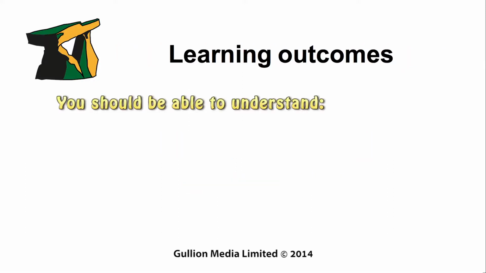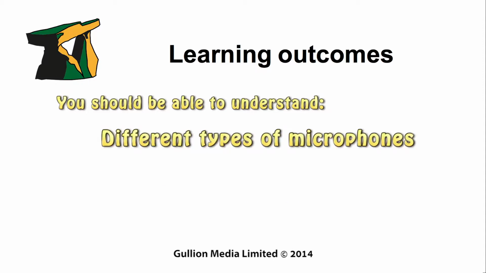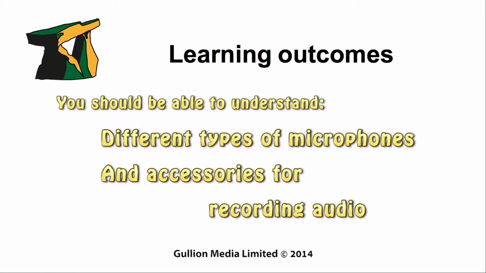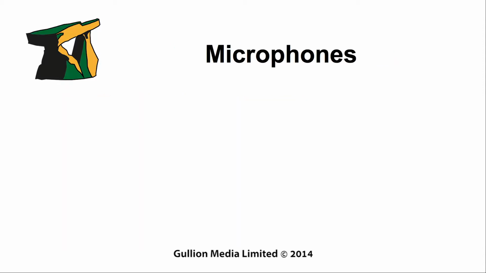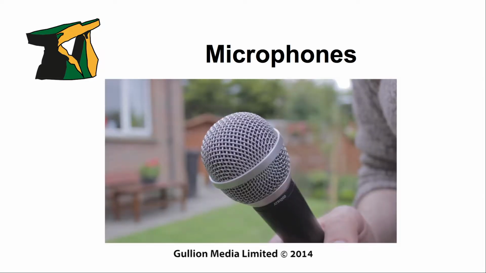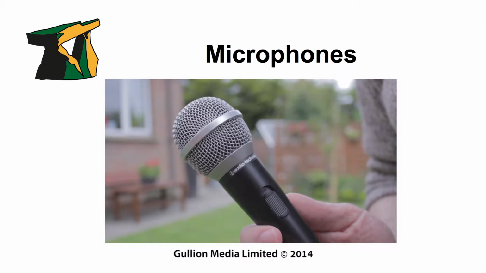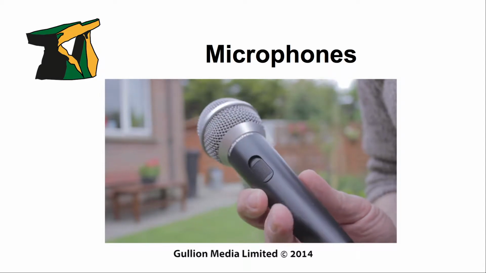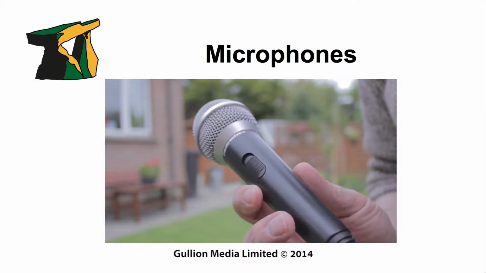By the end of this session, you should have a better understanding of the different types of microphones and accessories that can be used for recording audio. The two main types of microphones are condensers and dynamic. Dynamic microphones are often used where loud bass noises are being recorded, such as gunshots and drums.